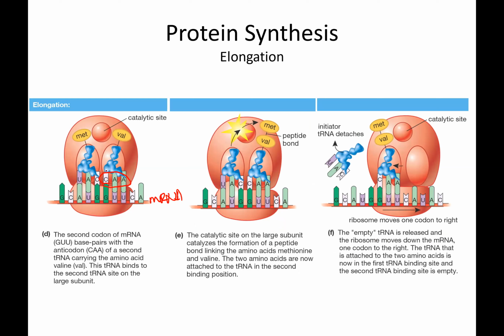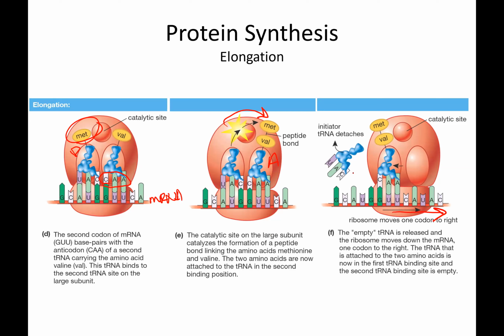It binds. When that second tRNA binds, the large ribosomal subunit transfers the amino acid from the P site over to the amino acid on the A site. Okay, so now you're starting to grow an amino acid chain. The ribosome shifts the mRNA.